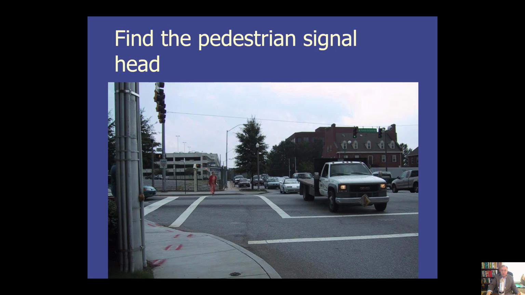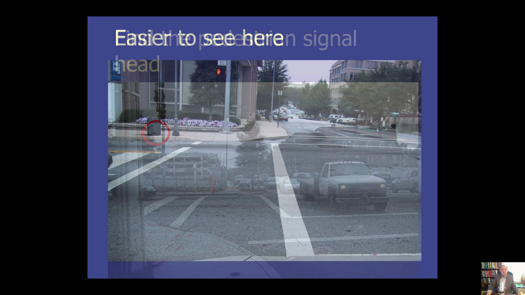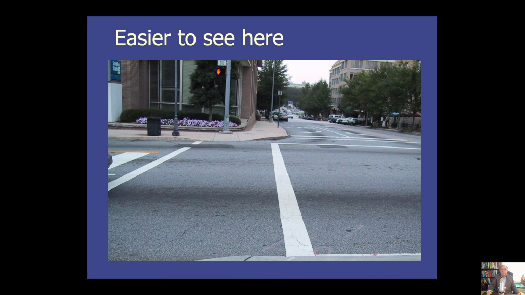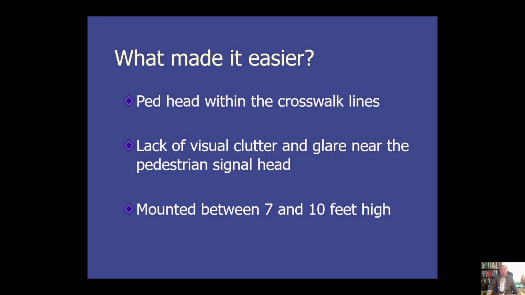So, finding the pedestrian signal head across the street, in this case, may be hard to see. It's just below where my circle is. It's right about here. It's easier to see here when they're lower and when they're not as far away from the crosswalk. So what made it easier? The ped head is within the crosswalk lines, there's a lack of visual clutter and glare near the signal head, and it's not as high. It's between 7 and 10 feet high, not way, way above.